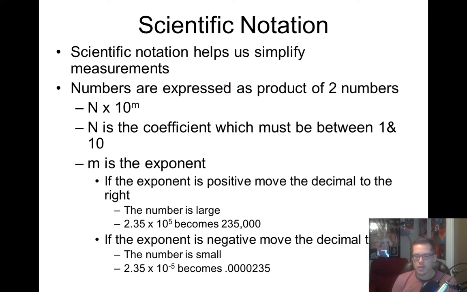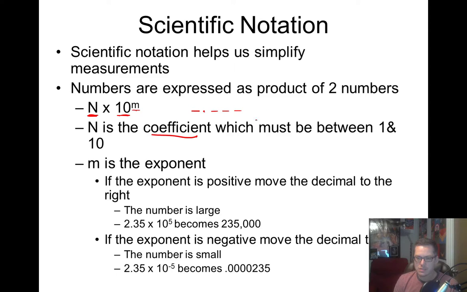The way scientific notation works is it's a product of two numbers. You've got your n, which is known as the coefficient, and it's being multiplied by 10 to some power. This exponent always has to be a whole number. Now, n always has to be some number between 1 and 10. It can't ever be bigger than 10, and it can't ever be smaller than 1. So essentially your n always has to have some number, then a decimal, and then the rest of the numbers.